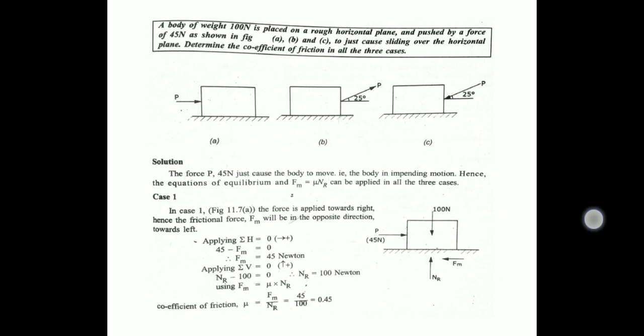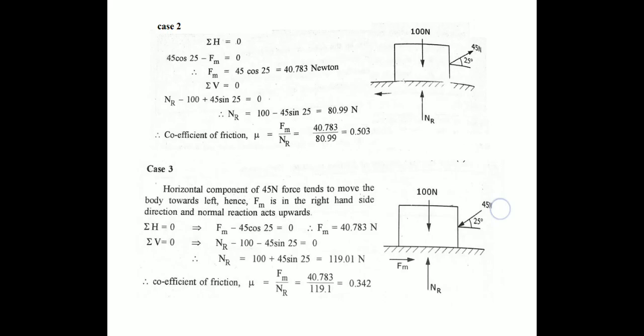In case 3, the same block is balanced by the normal reaction. In the previous case it had a pulling effect. Here it is a pushing effect. We have to resolve this into two components and apply the equilibrium conditions, that is sigma H is equal to 0, sigma V is equal to 0. Write the equations and find the coefficient of friction, that is mu. The mu value is equal to 0.342.